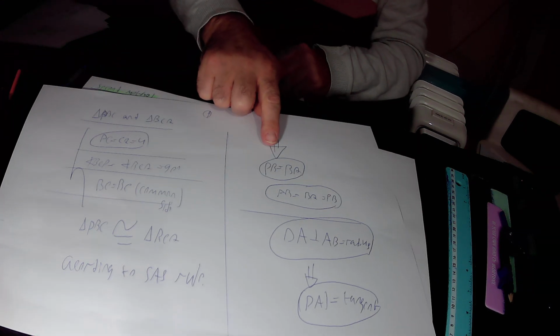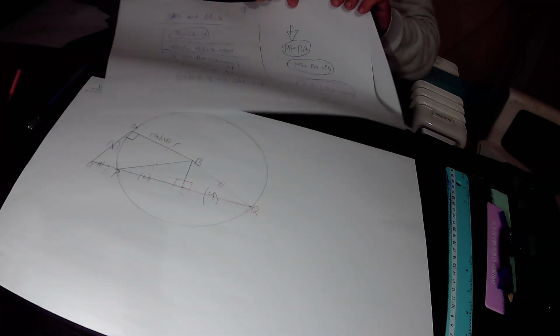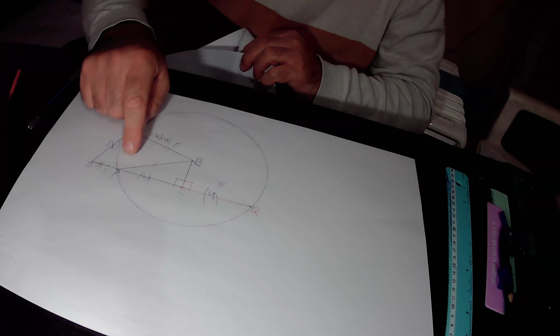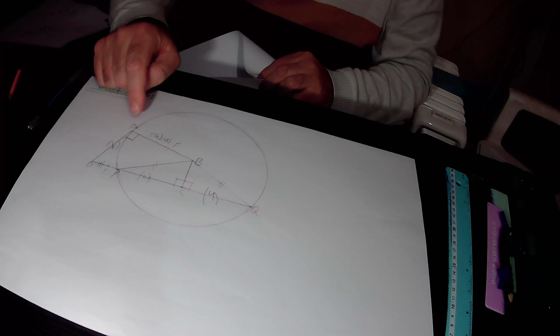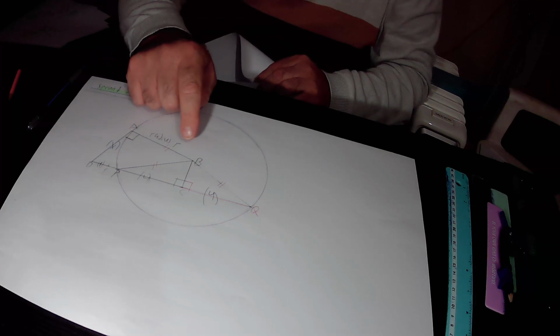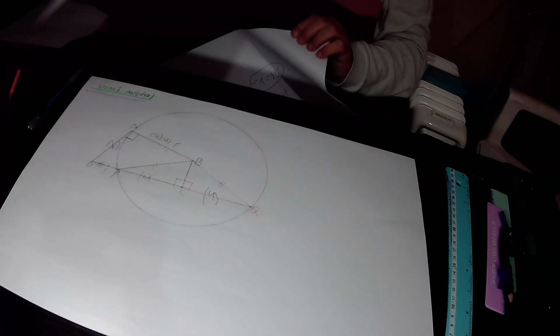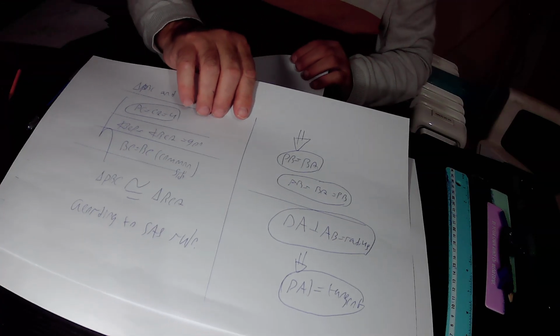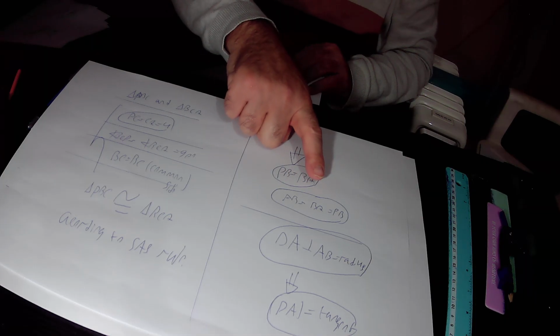Again, BP equals BQ. And because PB equals BQ and AB equals BP, all three sides AB, BP, and BQ are equal to each other.